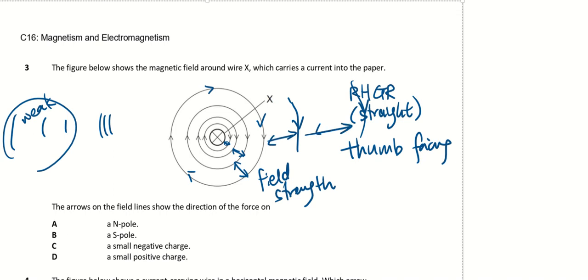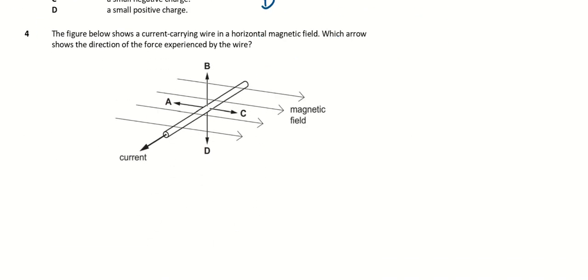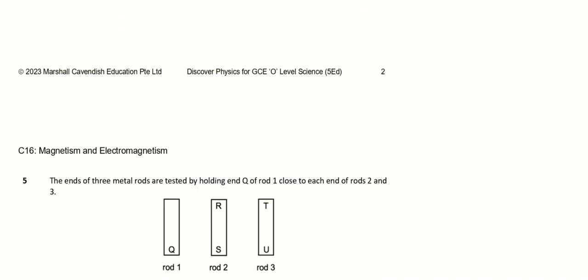The arrows on the field lines actually show the direction of the force on a south pole. Because as you know, field lines go from north to south, and if I have a south pole here, it will act on here. The magnetic field lines come out from the north and enter the south, so it is the direction of the force on a south pole. Question 4 we'll skip for now. I've not covered that yet.